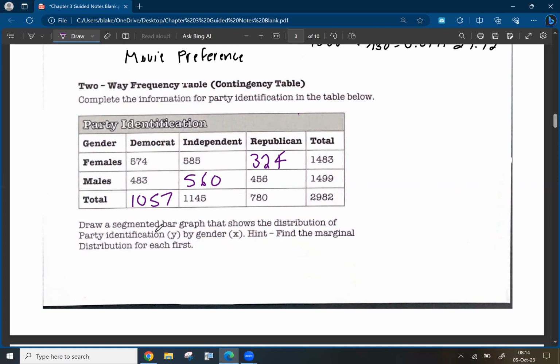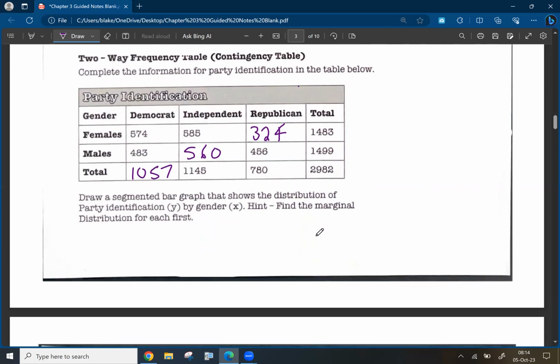Now we're going to make a segmented bar graph, but before we do that, we're going to break everything down into its marginal distribution. Now, marginal distribution is essentially its proportions. So we're going to create a new table, sort of. We'll have the same Democrat, Independent, Republican, and then females and males.